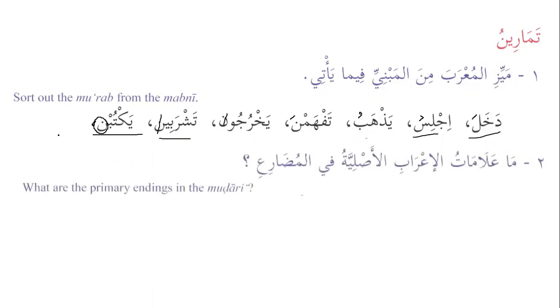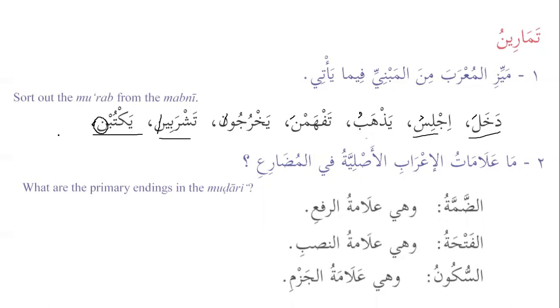Ma alamatul irabi al asliyatu fil madari. What are the primary signs of madari? Primary. Dhamma, fatha, jazm. Okay, no kasra. Marfu, mansub, and majzum. Dhamma, fatha, and sukun. Yeah, sukun. Also, we can say maskun as well. Sakana yaskunu sakinun, fahuwa maskun.